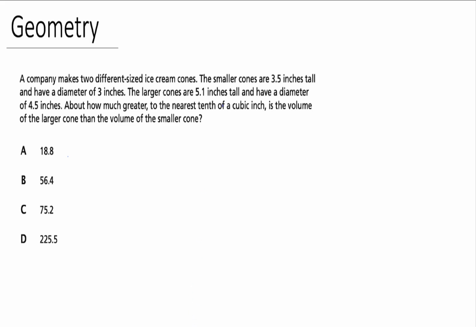Okay, let's look at a second problem. It says a company makes 2 different size ice cream cones. So the shape we're working with is a cone. The smaller cones are 3.5 inches tall, which means that's the height, and have a diameter of 3 inches. The larger cones are 5.1 inches tall and have a diameter of 4.5 inches.